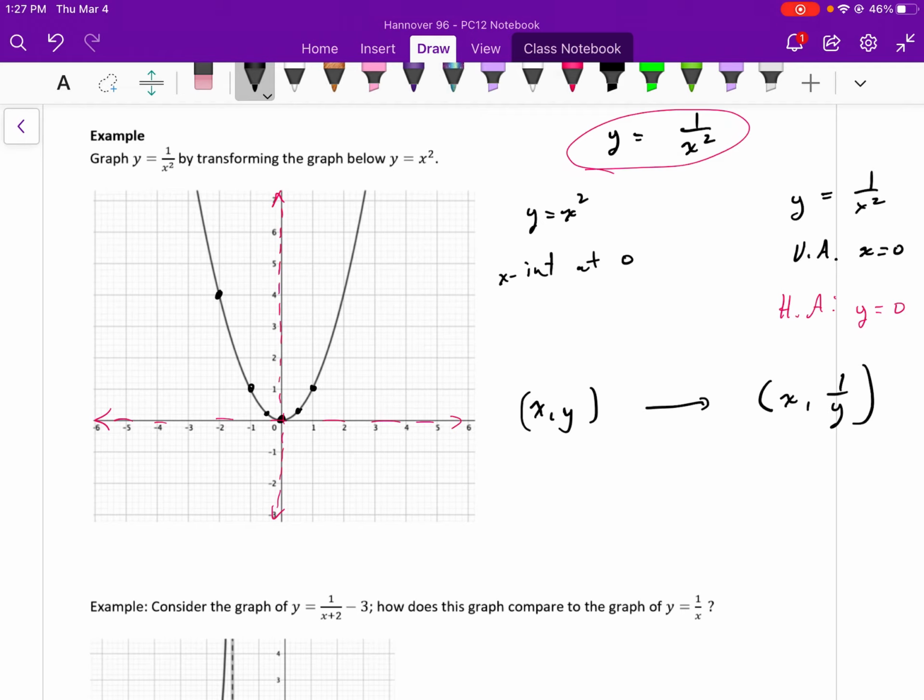Here, here, and here. For the most part, the points that I've chosen are those that are integers because it makes it real easy thinking. So for example, I'm looking at this point right here. This point here is (-2, 4). So when I do the reciprocal of the y value, it gets moved into (-2, 1/4). So there's a point.